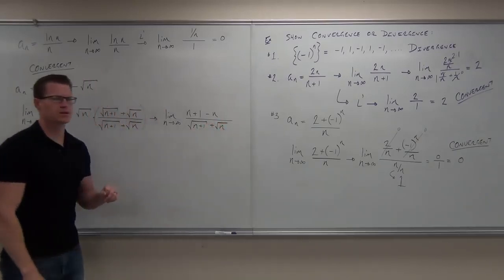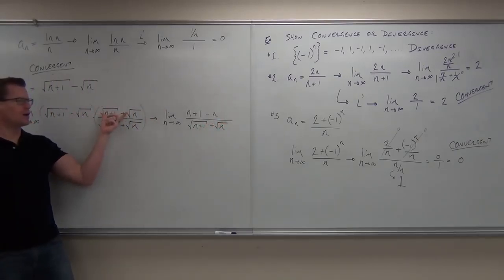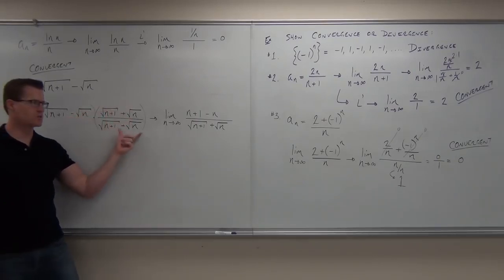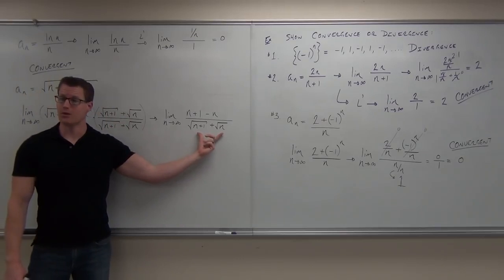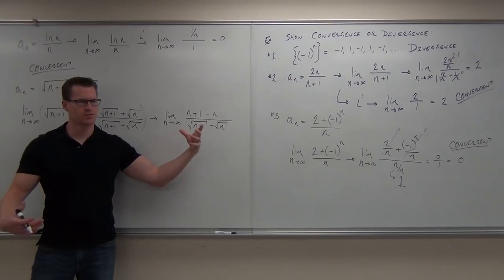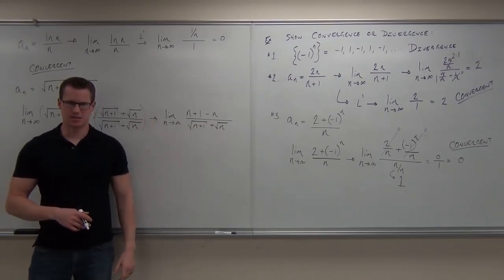Because what has happened here is by multiplying by the conjugate, we no longer have an infinity minus infinity. We actually change that to an infinity plus an infinity, and that we can actually do. Infinity minus infinity, I don't know. Infinity plus infinity, that's definitely infinity. Does that make sense to you?